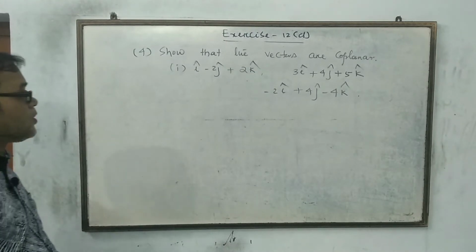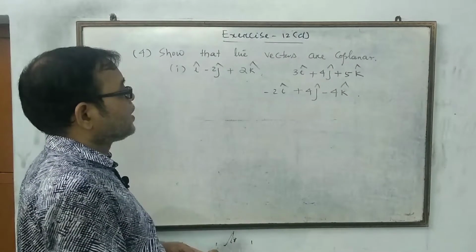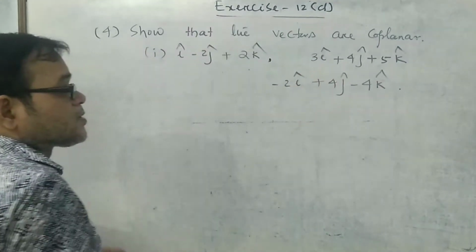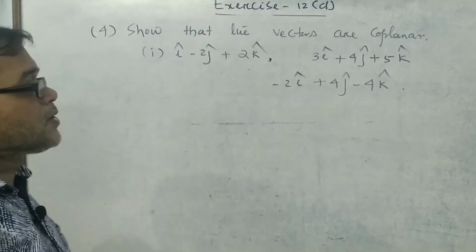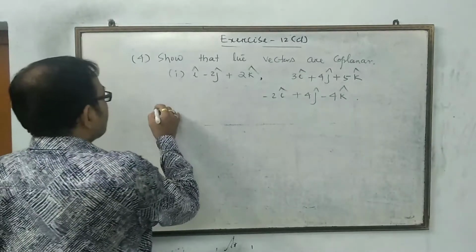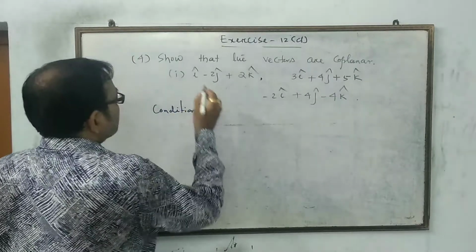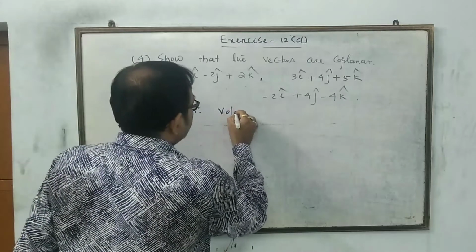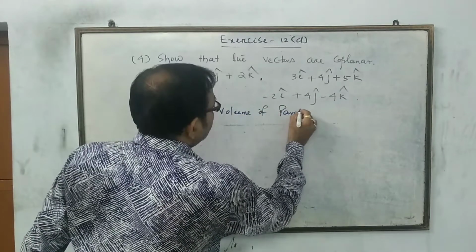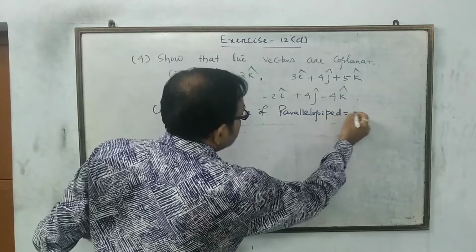Question number 4: show that the vectors are coplanar. Three vectors are given, a, b and c. We have to show that those three vectors are coplanar. What is the condition of coplanarity? The volume of the parallelepiped must be equal to 0.